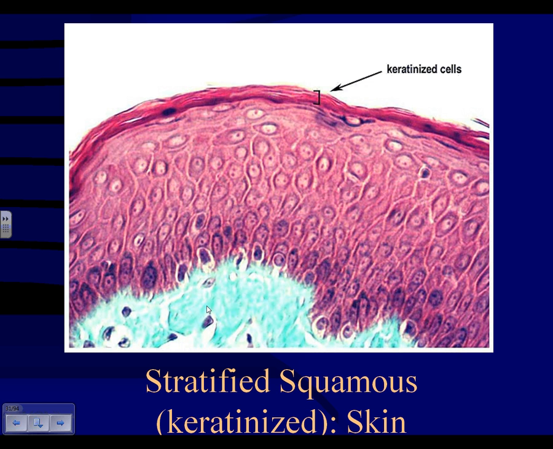All right, here's another picture of stratified squamous. You have cells at all different layers. And then they lose their nuclei at the top, and you just get keratin here.